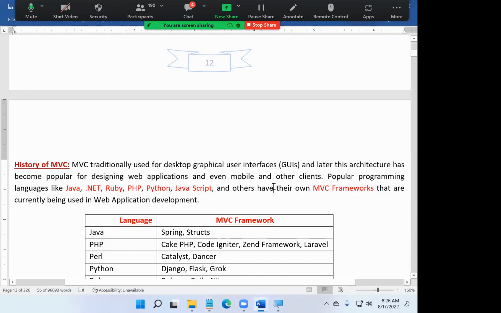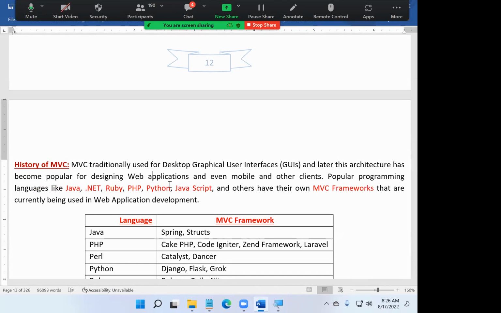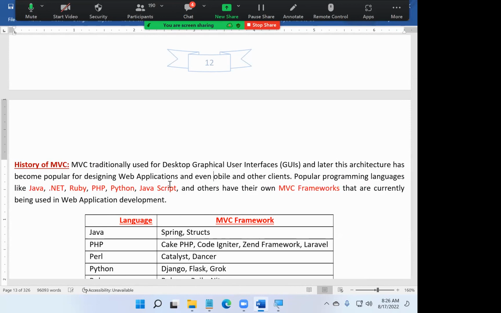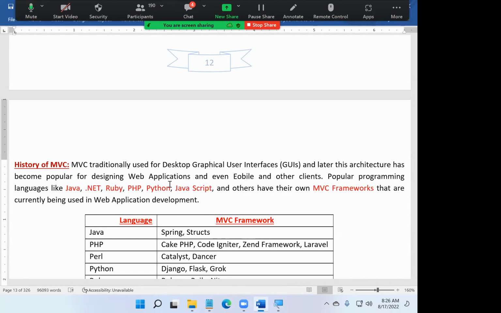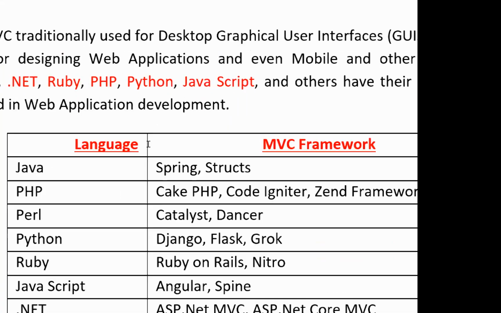So to be clear, what I'm trying to tell you is, this is not only for .NET. In Java also we have MVC. In Python also we have MVC. In JavaScript also we have MVC. So MVC is not specific to .NET. You can use this MVC in developing web applications, in developing mobile applications, and many other things. Okay? And many languages have this MVC. I showed you this already, I remember.